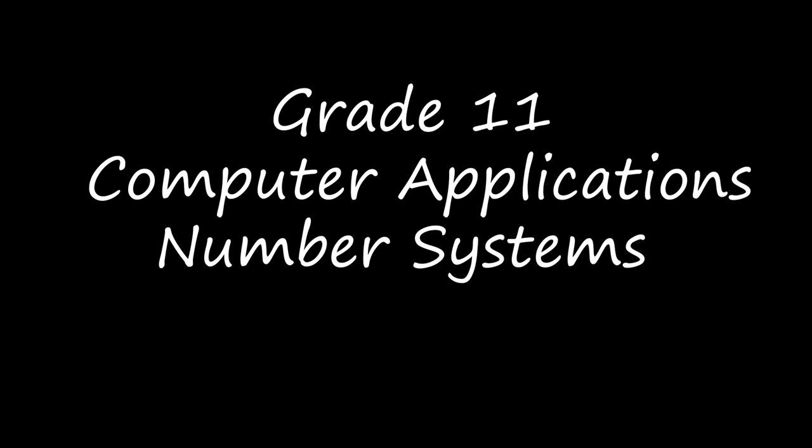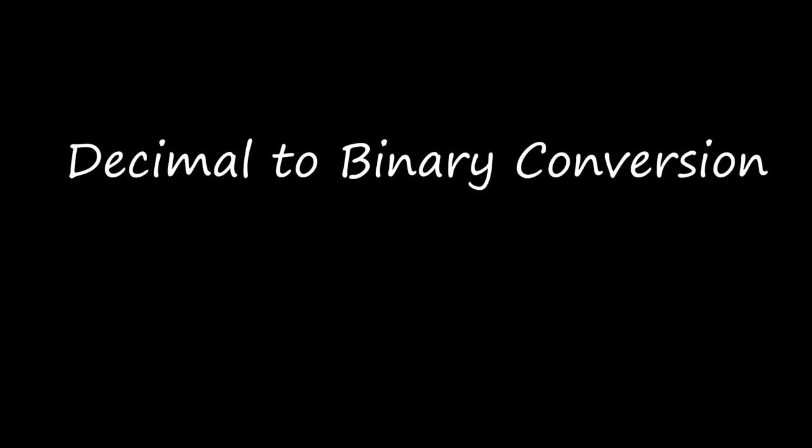Okay, next one. Today we are going to see number system conversions. Here we are going to convert decimal to binary, decimal to octal, hexadecimal to octal. These and all conversions we are going to learn. Okay, first one is decimal to binary. Here we have two methods. The first method is converting decimal to binary by the repeated division by 2 method.